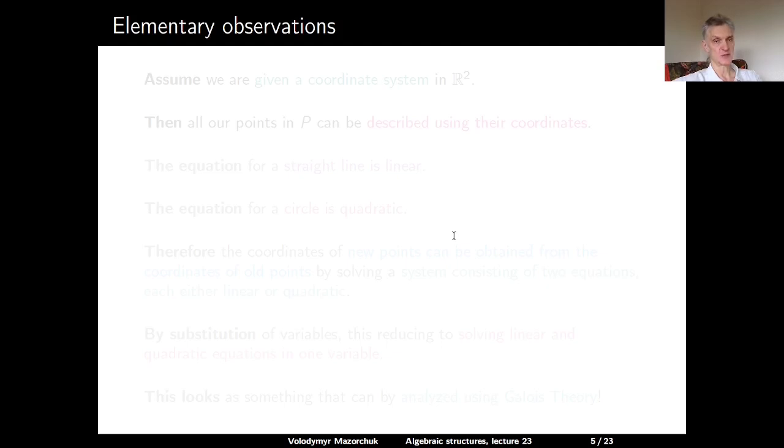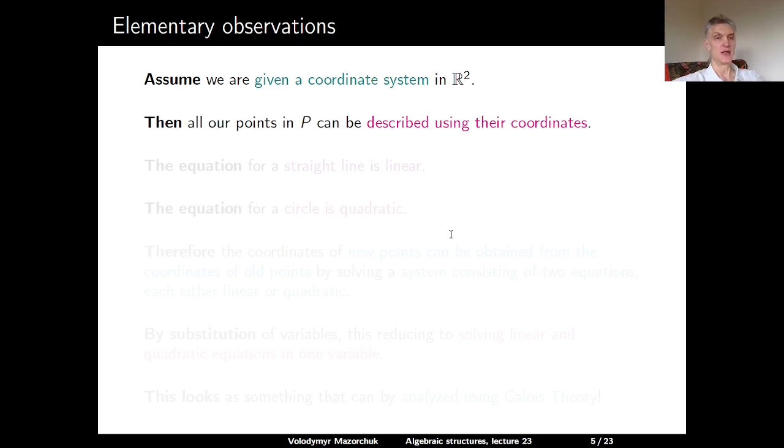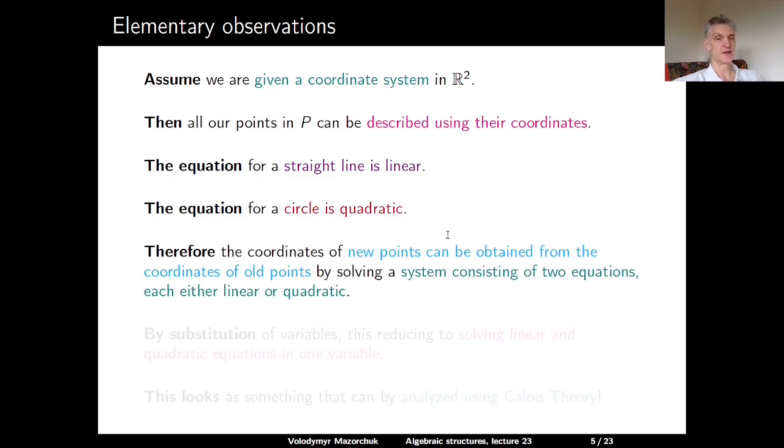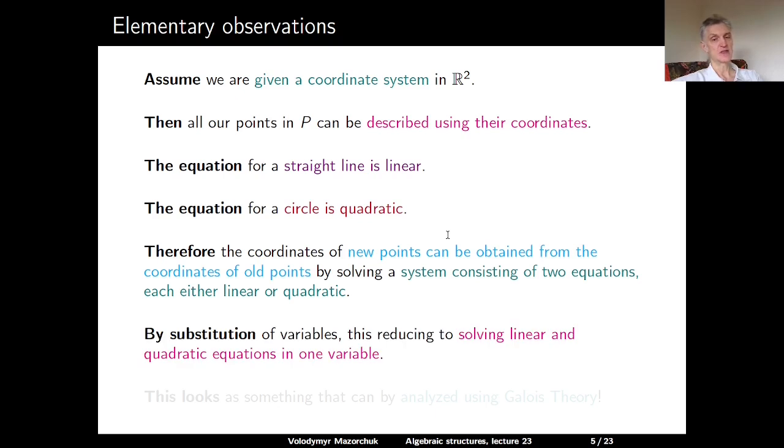Now let us make some elementary observations. Assume that we are given a coordinate system in R². Then all our points in P can be described using their coordinates. The equation for a straight line is linear, and the equation for a circle is quadratic. Therefore, the coordinates of new points can be obtained from the coordinates of all points by solving a system consisting of 2 equations, each either linear or quadratic.